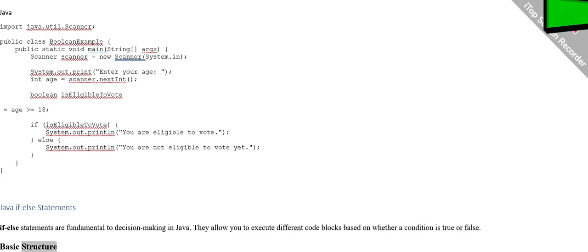Basic structure. Java. if (condition) { // code to be executed if condition is true } else { // code to be executed if condition is false }. Condition: a Boolean expression that evaluates to either true or false.